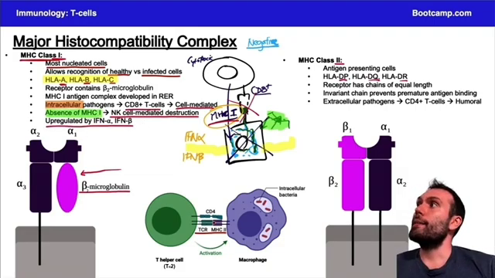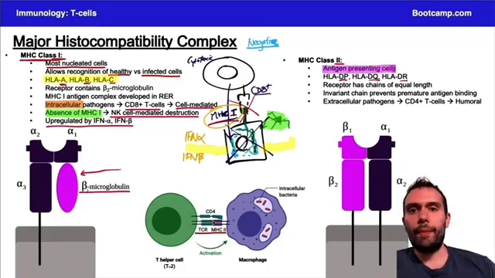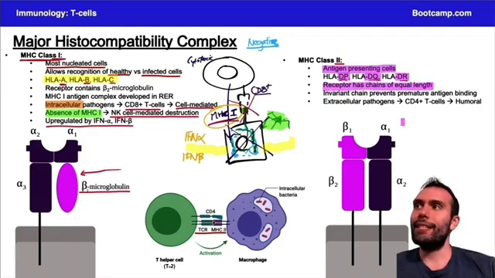Now, when we're talking about MHC class 2, we're not talking about just your everyday nucleated cell. We're talking specifically about antigen-presenting cells. Remember, this is going to be macrophages, dendritic cells, B cells. These are all very classic for presenting antigens to either B cells or T cells. And the HLAs are going to be 2-letter HLAs specifically for MHC class 2. We talked about how the receptor has chains of equal length, which is different from the receptor in MHC class 1, which is asymmetric and has beta 2 microglobulin.